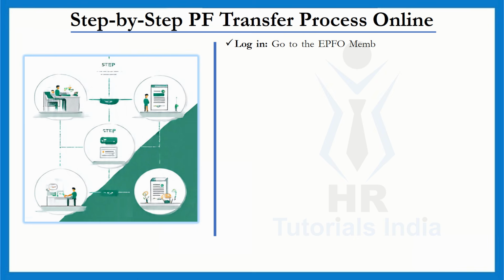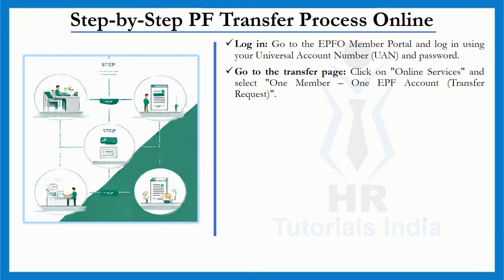First, you need to open the EPF member portal and sign in using your UAN and password. This gives you access to all your PF details and transfer option. After logging in, click on the option Transfer Request, where you need to select One Member, One PF Account. This is the section where you start the PF transfer process.